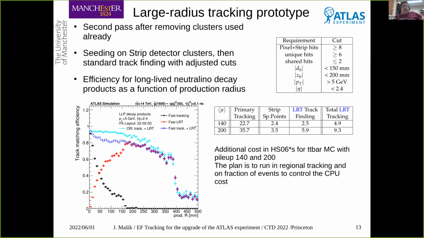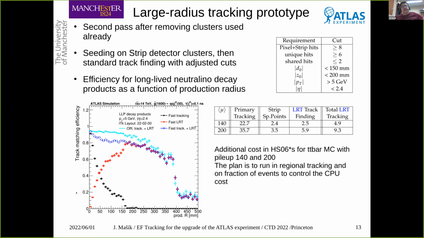What I did not discuss so far is the large radius tracking. This is implemented as a second pass after fast tracking reconstruction, and it's using seeding from the strip detector, and then goes on with the standard tracking reconstruction, but with adjusted cuts to serve the purpose. So you can see that there is a higher PT cut, and also the limits on the D0 are different to the standard reconstruction.